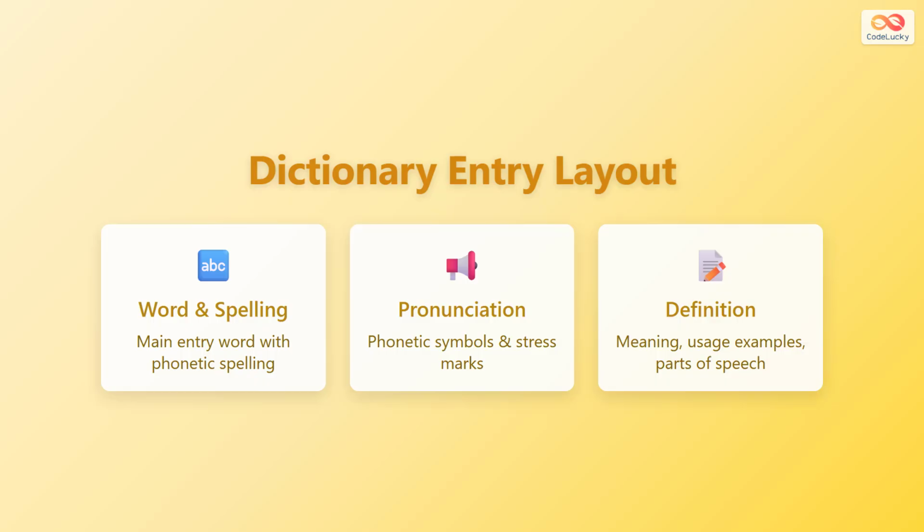Every dictionary entry has important parts you need to understand. The first part is the word and its spelling. This shows you exactly how to write the word. The second part is the pronunciation guide. This tells you how to say the word out loud using special symbols. The third part is the definition. This explains the meaning of the word, includes examples of how to use it, and shows what part of speech it is, like noun or verb. Understanding these three parts helps you use a dictionary entry completely.